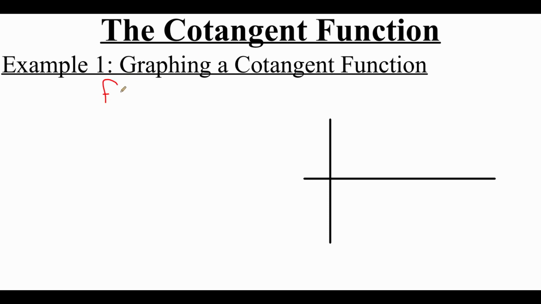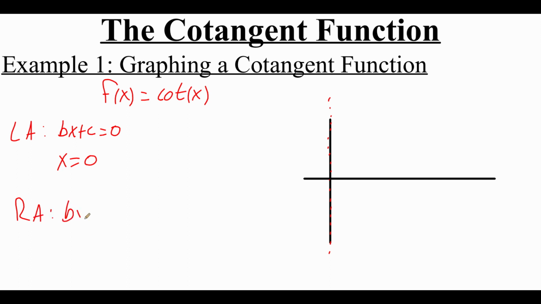So, for example, if we wanted to look at the function f of x equals the cotangent of x, to find the left asymptote, what we're going to do is take the bx plus c stuff inside of our parentheses, and set it equal to 0. So if we're just looking at a basic cotangent function, then we're just going to have an asymptote at x equals 0. And then to find our right asymptote, we're going to take that bx plus c stuff inside of our parentheses, and set it equal to pi. And in this case, we're just going to get x equals pi. So I'm going to say pi is out here somewhere.